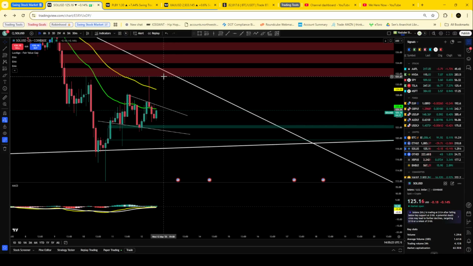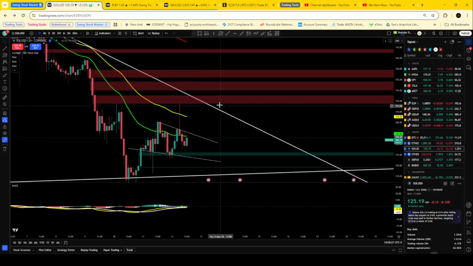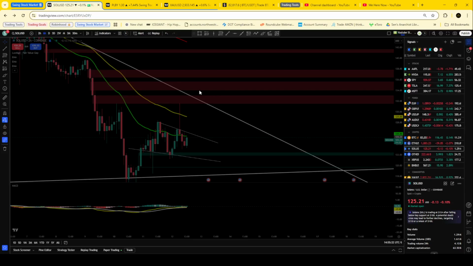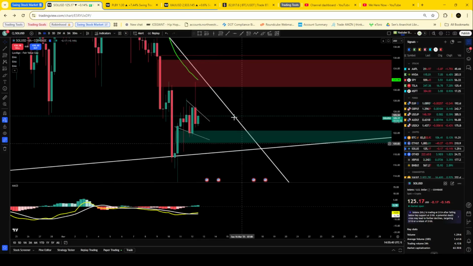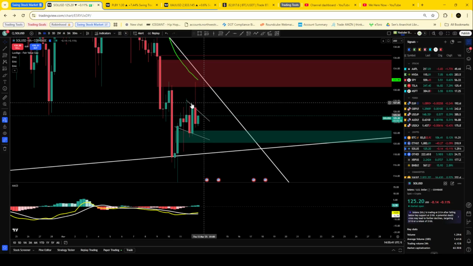So that's like a $5 move. That's 131. Let's look at the 6 hour. This is 130. So you can kind of see how it looks on the 6 hour, the 2 hour flag.